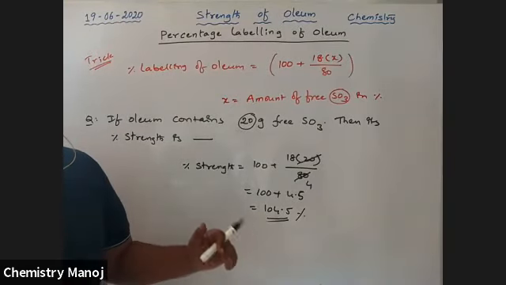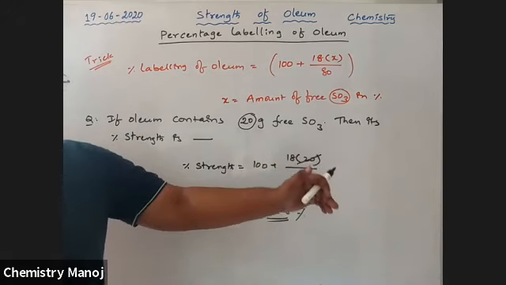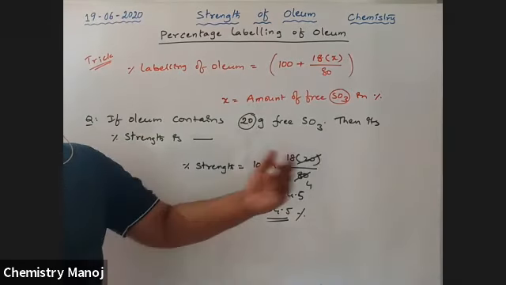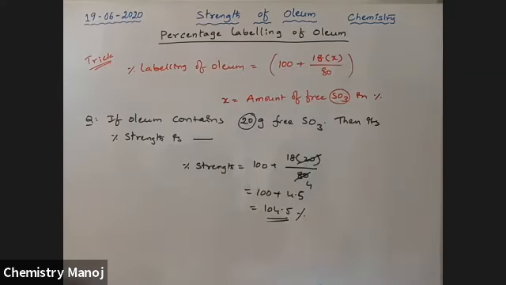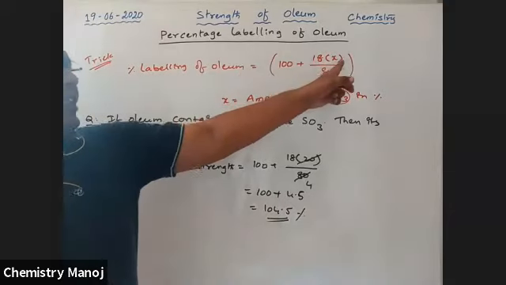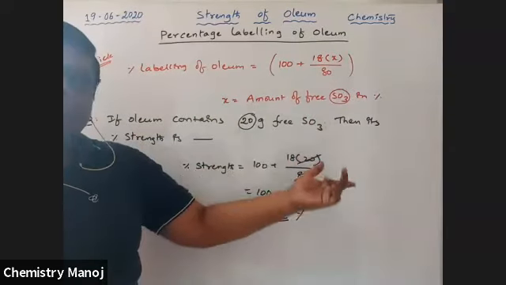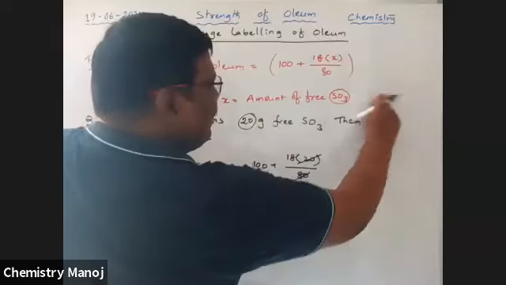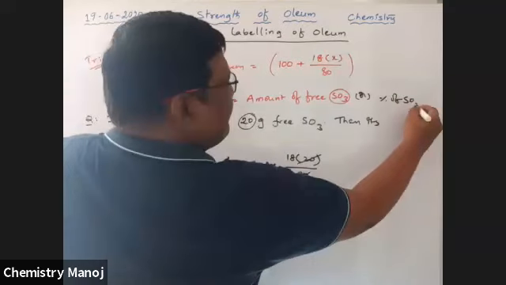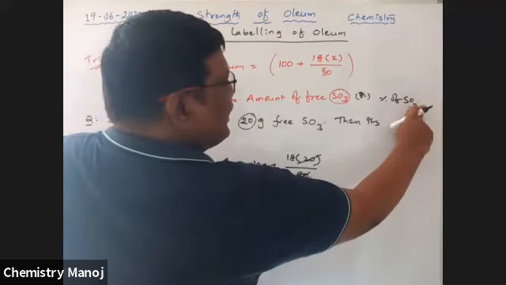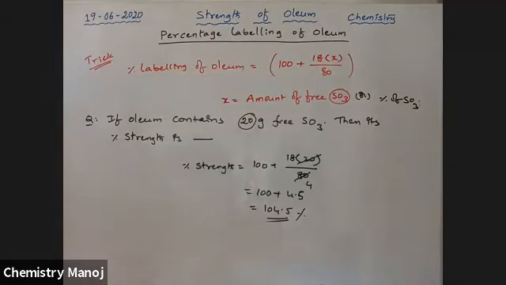So this is the way to calculate. If the percentage of SO3 is given, you can calculate the percentage strength, and vice versa. The one and only formula is this one. Here x is nothing but the weight of free SO3, or the percentage of free SO3. Okay. So this is the way to find the percentage labeling of oleum.